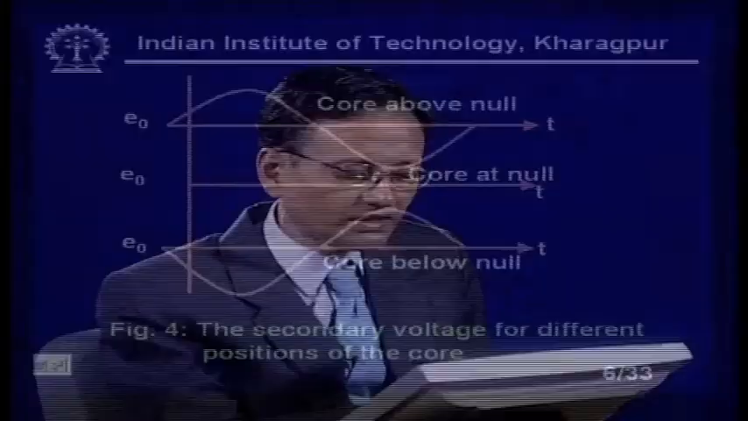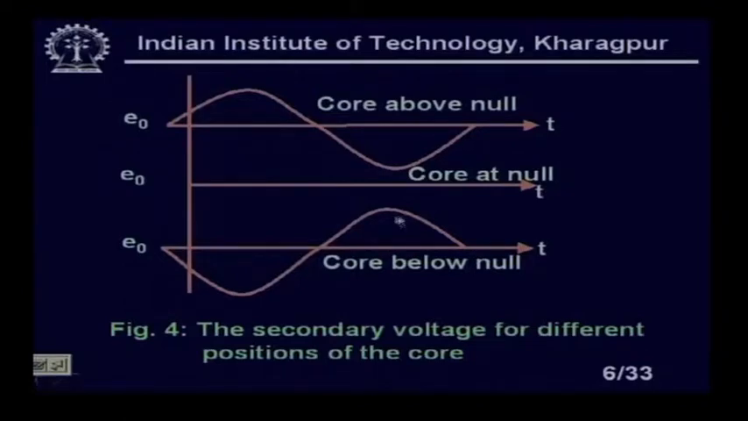You see here, we are getting it like this. These two phases are exactly out, that means 180 degrees out of phase. There is a phase difference between the excitation voltage and each of these two, but when the core is above null and when the core is below null, the two voltages are exactly 180 degrees out of phase.